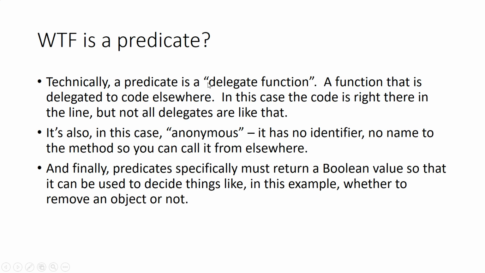It's technically what we call a delegate function. A delegate function is a function where it delegates the code to somewhere else. It could be a method somewhere else in the code that it runs when you call up this delegate. Although in this case, the code is right there in line. Not all delegates are like that. Sometimes there's a separate method, but in this case, it's an inline delegate, which makes it anonymous. Which means there's no name for this method, so you can't call it from anywhere else. And finally, predicates specifically must return a Boolean value, so it can be used to decide things like, in this example, whether to remove an object or not.